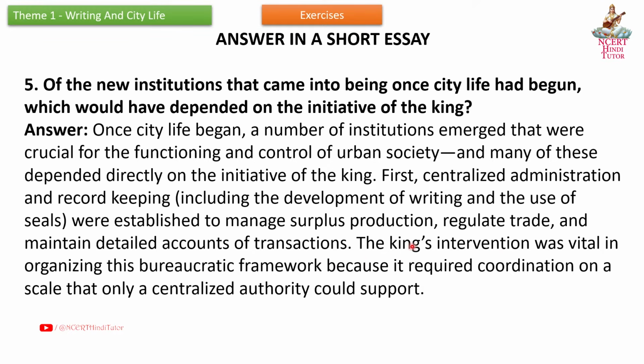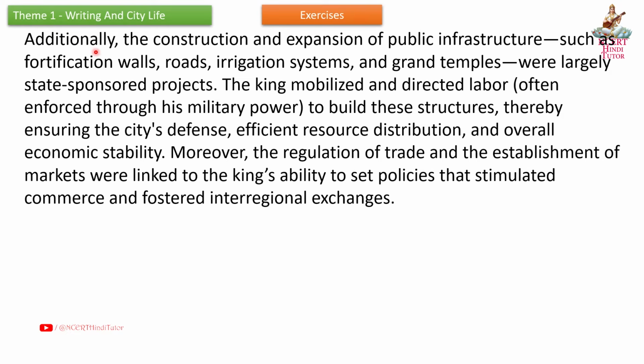The king's intervention was vital in organizing this bureaucratic framework because it required coordination on a scale that only a centralized authority could support. Additionally, the construction and expansion of public infrastructure such as fortification walls, roads, irrigation systems, and grand temples were largely state-sponsored projects. The king mobilized and directed labor, often enforced through his military power, to build these structures, thereby ensuring the city's defense, efficient resource distribution, and overall economic stability. Moreover, the regulation of trade and the establishment of markets were linked to the king's ability to set policies that stimulated commerce and fostered inter-regional exchanges.